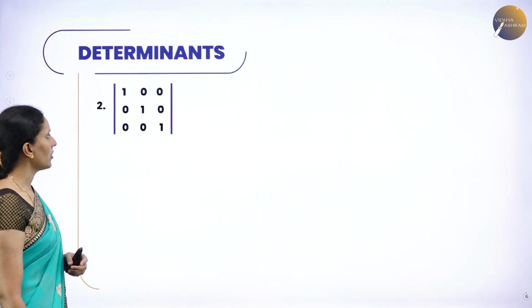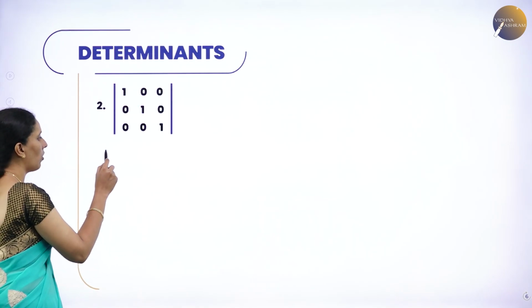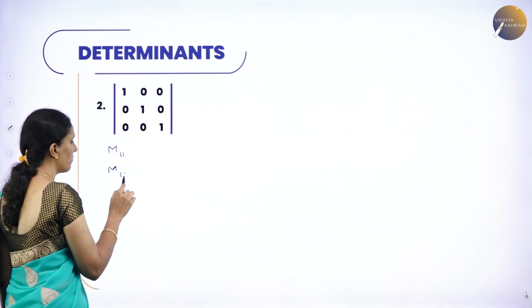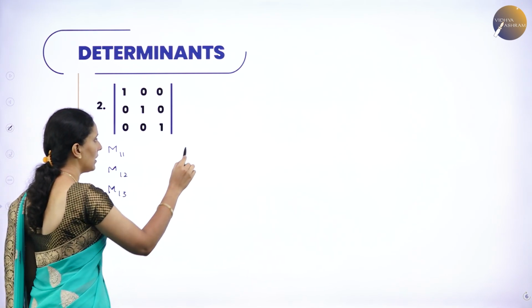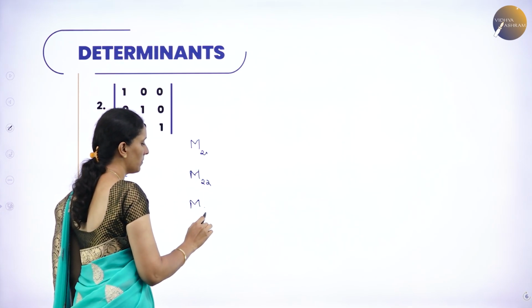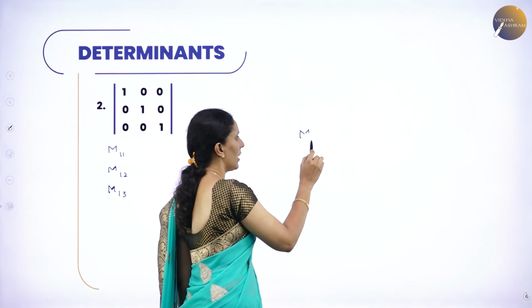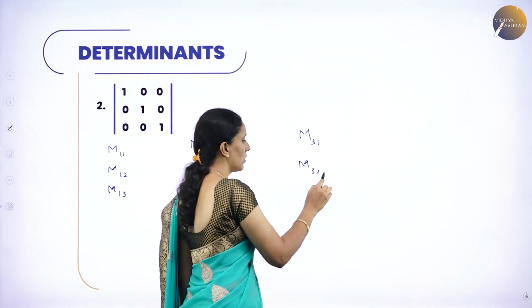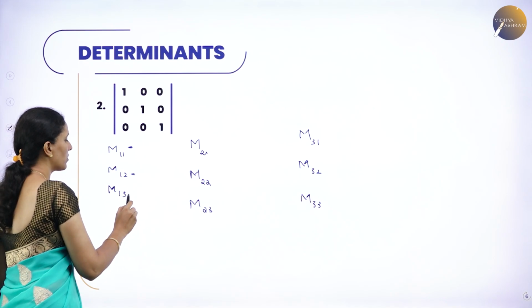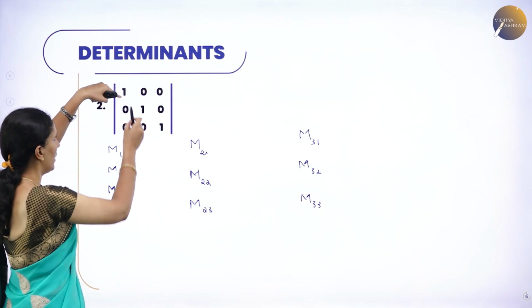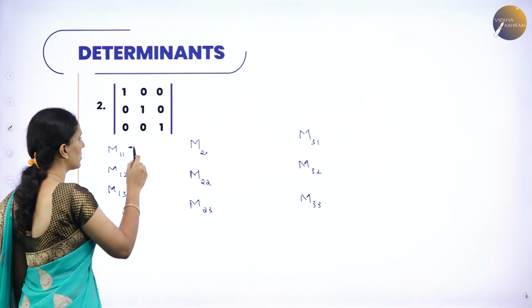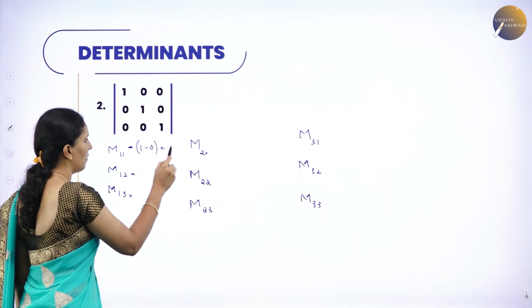Next, 1 0 0, 0 1 0, 0 0 1. So let me write all the minors first. So M11, so we have 3 row 3 column, M11, M12, M13. Similarly, M21, M22, M23. Next we have M31, M32, M33. We are just finding the minors. How to find the minor of 3 cross 3 determinants? Just suppose if you are taking 1, delete the row and column containing 1, take the determinant value of the remaining elements. So this is directly 1 minus 0, which is equal to 1.